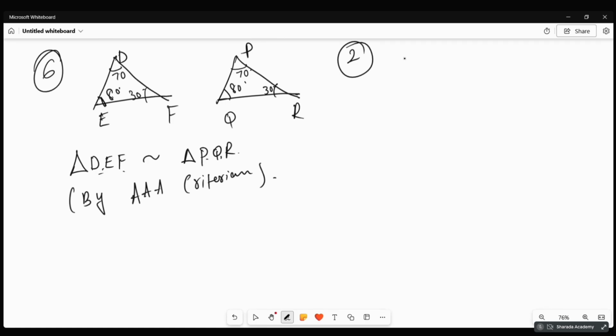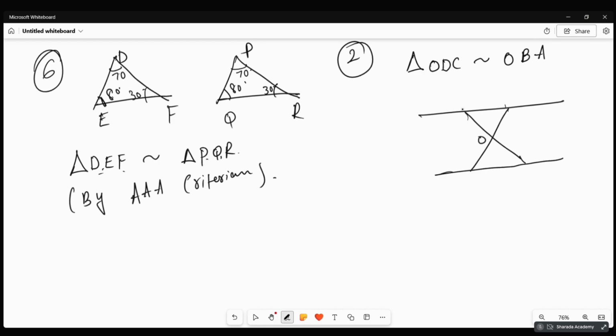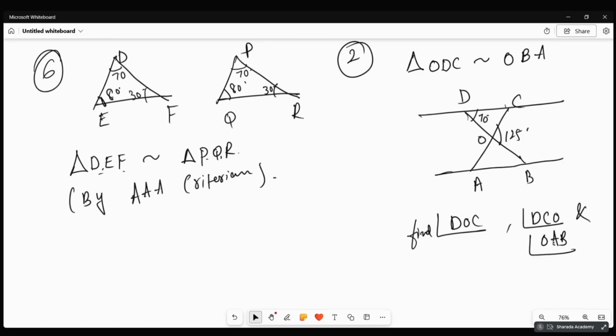In the given figure, triangle ODC is similar to triangle OBA. So what is the diagram they have given? ODC, OE. This is A and this is B. And this is 125 degrees. This is 70 degrees. Find angle DOC, DCO, and OAB. This is the given question.